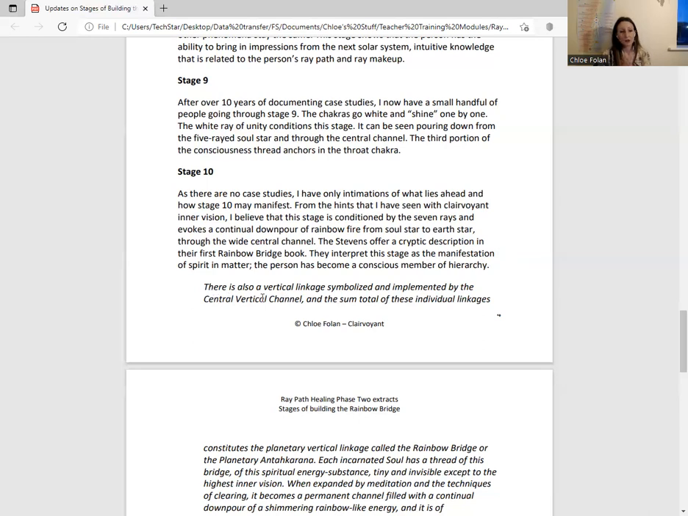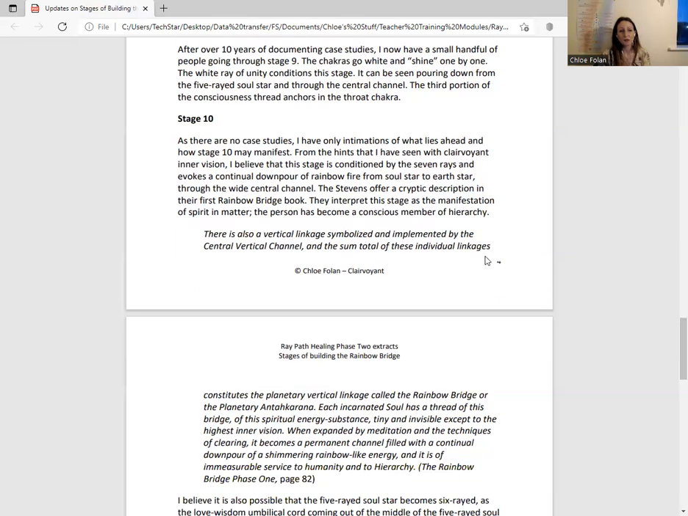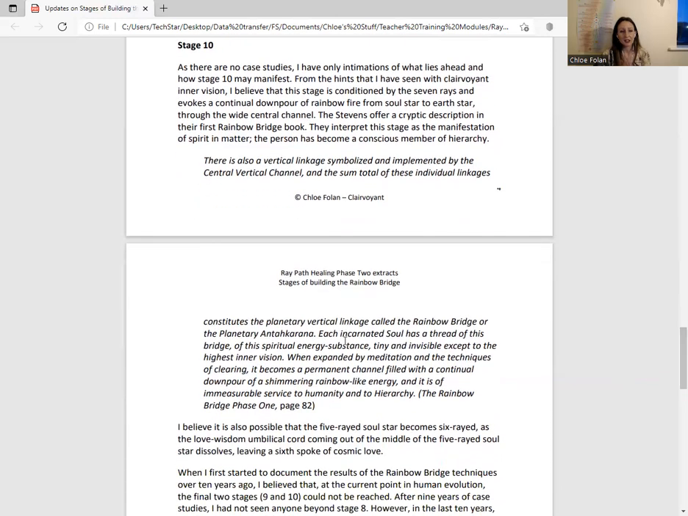So here's the quote. There is also a vertical linkage symbolized and implemented by the vertical central channel, and the sum total of these individual linkages constitutes the planetary vertical linkage called the Rainbow Bridge, or the planetary Antahkarana. Each incarnated soul has a thread of this bridge, of this spirit energy substance, tiny and invisible except to the highest inner vision. When expanded by meditation and the techniques of clearing, it becomes a permanent channel filled with a continual downpour of a shimmering rainbow-like energy. And it is of immeasurable service to humanity and hierarchy. Rainbow Bridge Phase 1, apologies, not 2. Rainbow Bridge Phase 1, page 82.